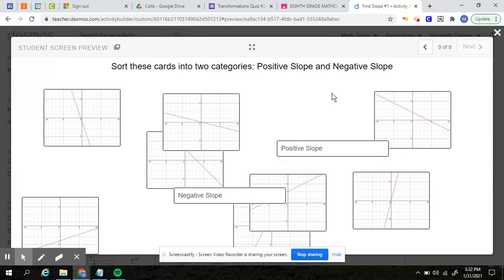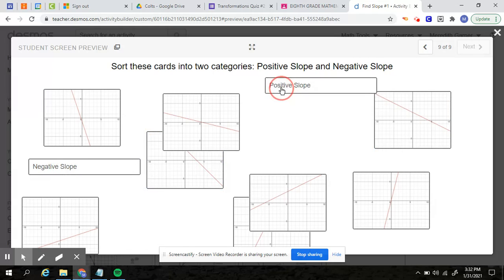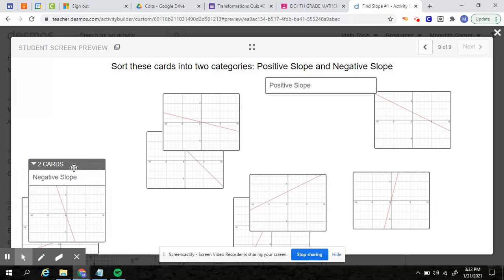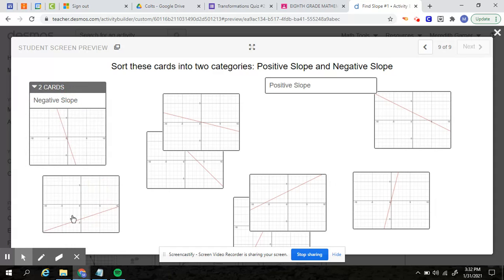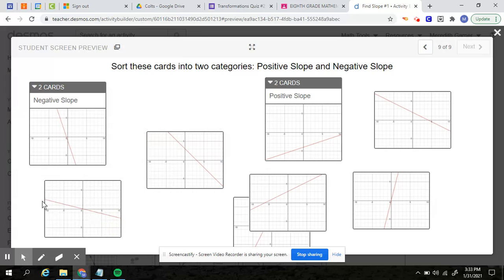And then the last slide is we're trying to put these cards into two categories, positive slope versus negative slope. So you are quickly just looking at, are they going up the page or down the page? Starting from left to right, I'm going to put negative over here on the left, positive staying over here on the right. This first one, notice from the left-hand side to the right-hand side, it's going down. So that should be negative. This one right here, from the left-hand side, it's going up the page. So that is positive.